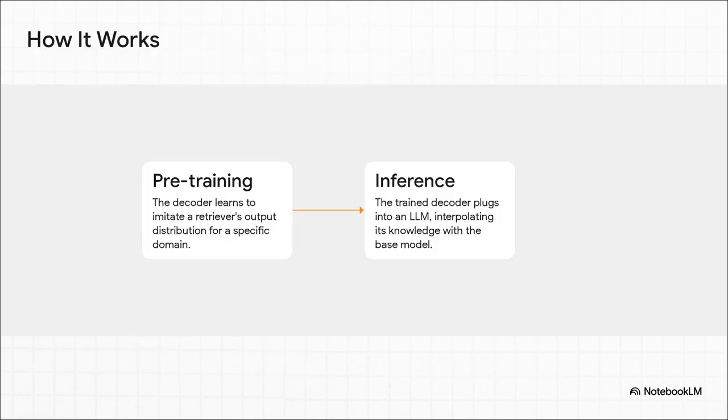The whole process is actually pretty slick, and it works in two stages. First, you have the pre-training. This is where the memory decoder basically learns to memorize all the important stuff about a domain like biomedicine. Once that's done, it's done. You don't have to do it again. Then, at inference time, when you're actually using the AI, you just plug this little memory module in. Instantly, the main AI gets all that specialized knowledge.